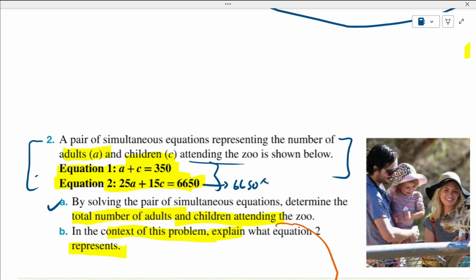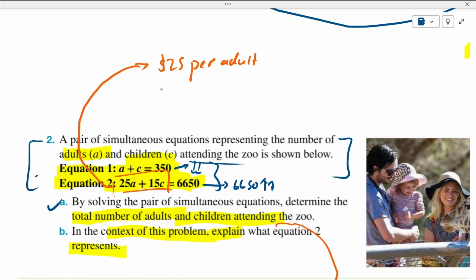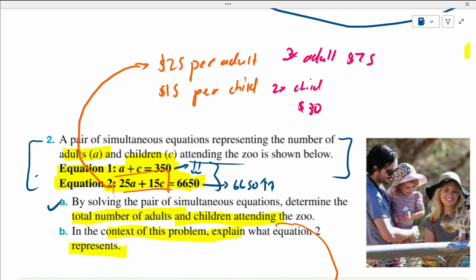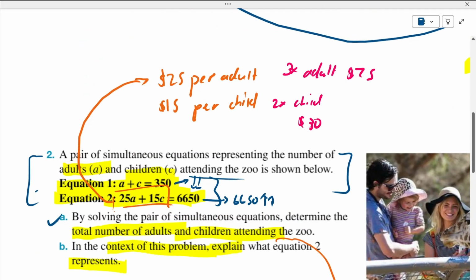6,650 is quite a big number, and 350 is quite a low number. So the key thing to look out for here, as I said before, is what the coefficients of the variables mean. So 25 multiplied by A plus 15 multiplied by C. The way to interpret this bit is that it's $25 per adult to enter the zoo. And for 15C, it's $15 per child to enter the zoo. So if I had two children, that would be $30. If I had three adults, that would be $75. So hopefully you can see how it's being represented here.